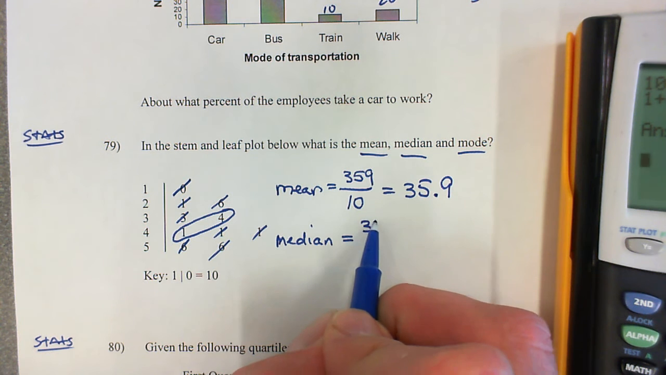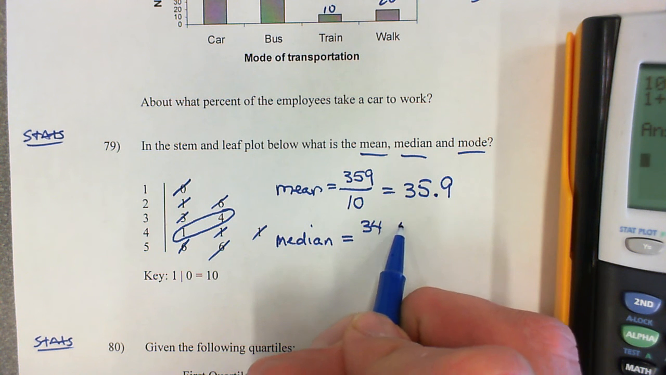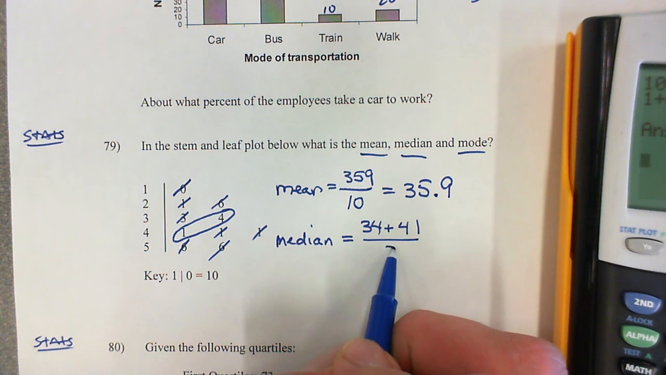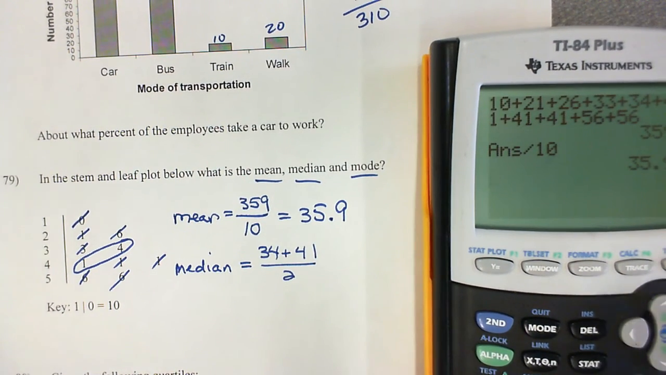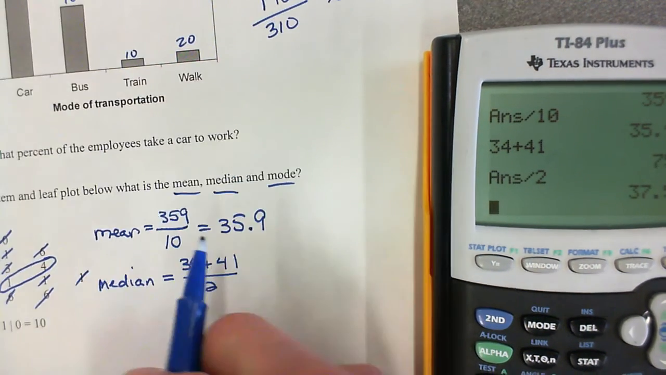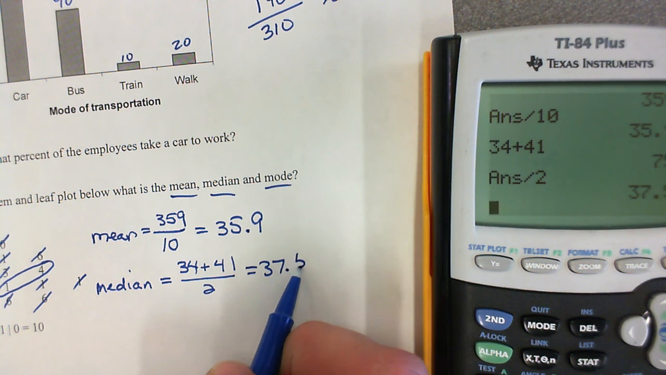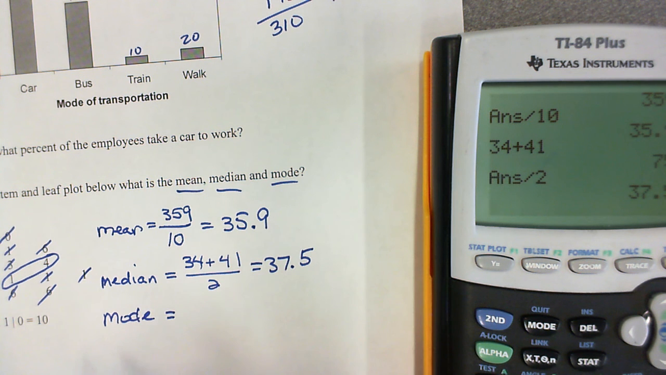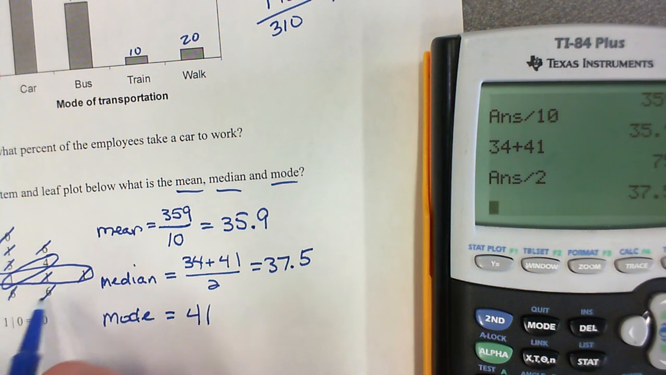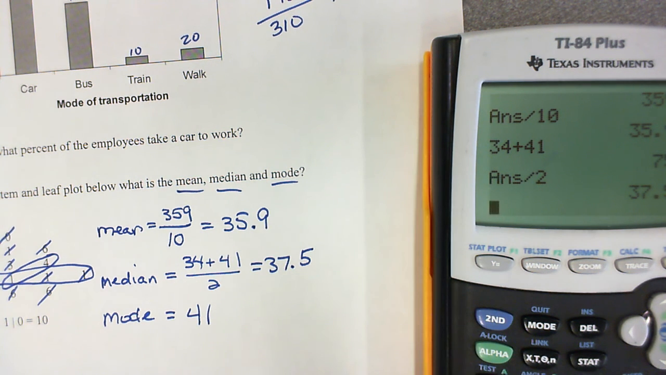So that's 34 and 41. So if you add those together and divide by 2, we should find our median. So 34 plus 41 divided by 2, and that is 37.5. Okay? And then lastly, the mode is the most frequent. Well, which number occurred the most? That looks like that's 41 because we had 3 of those. We only had 2 56s and all the other ones only occurred once.